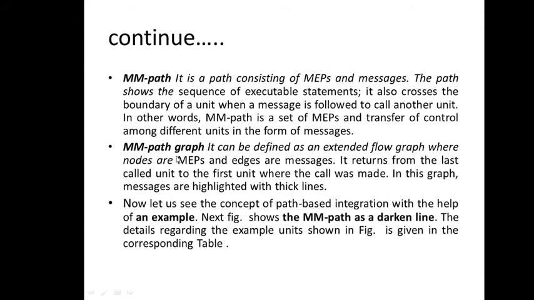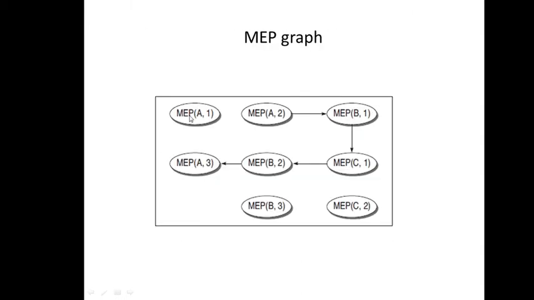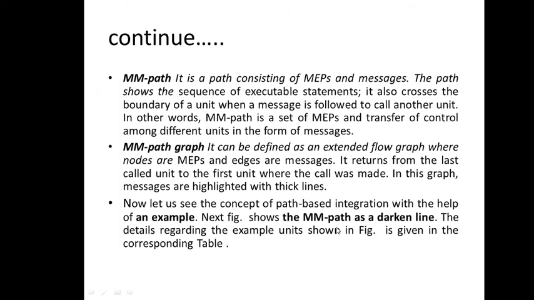Now what is a path graph? A path graph is an extended flow graph where nodes are MEPs and edges are messages, right? A bit different. See, this is an MEP graph where this represents what? MEP, right? Module execution path, while an edge represents the message, we said the edge represents a message, right?